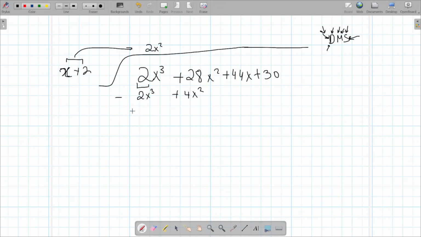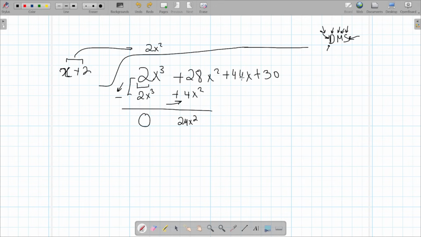So you just put a minus down here. You subtract. 2x cubed minus 2x cubed is 0. 28x squared minus 4x squared is 24x squared. Please don't make the mistake of adding. Just because there's a plus doesn't mean anything. Okay, if it were a minus, then you would add, because minus, minus. But in this case, it's minus plus, so you would subtract. Okay, if you don't get the same number over here, that means you made a mistake. You should always get 0 over here.